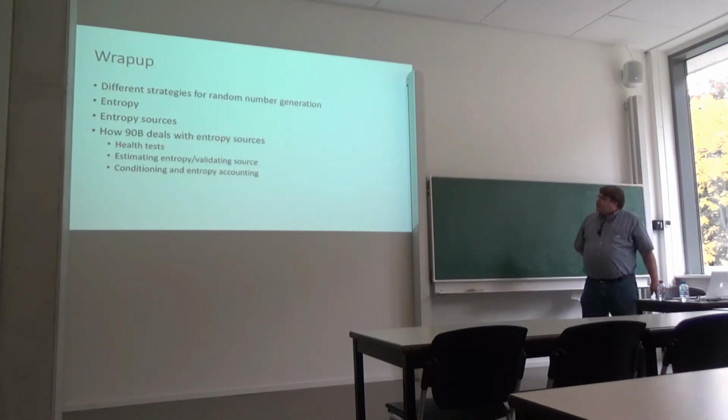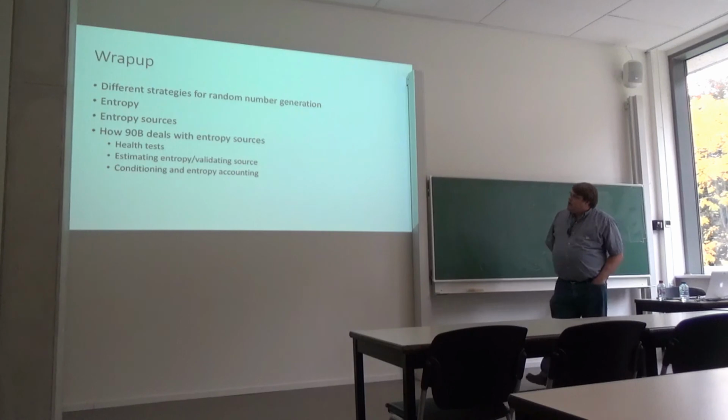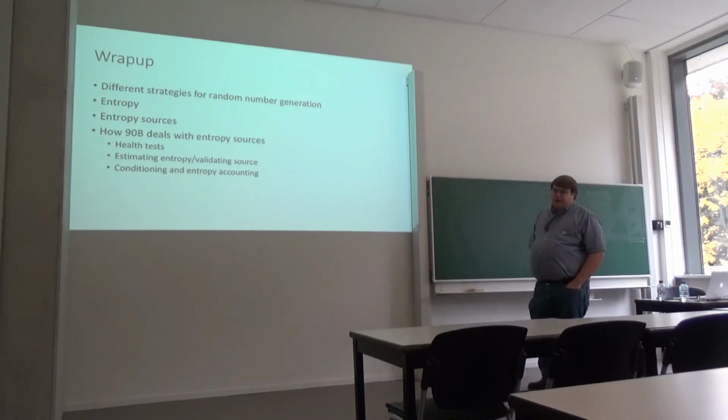So that's really all I have for today. I've talked about different strategies for random number generation in a big picture sense. I talked about entropy and entropy sources. And I've talked a whole lot about how 90B deals with entropy sources.